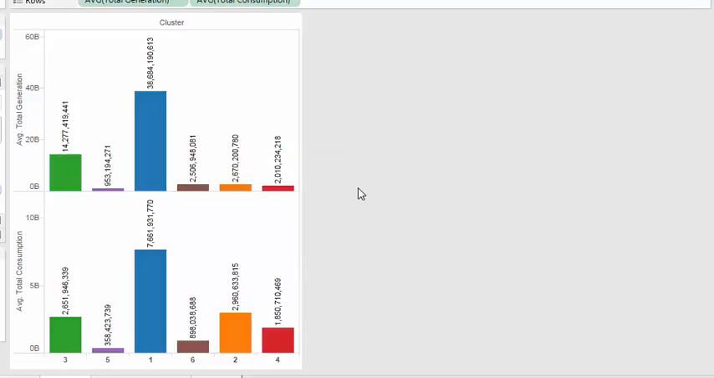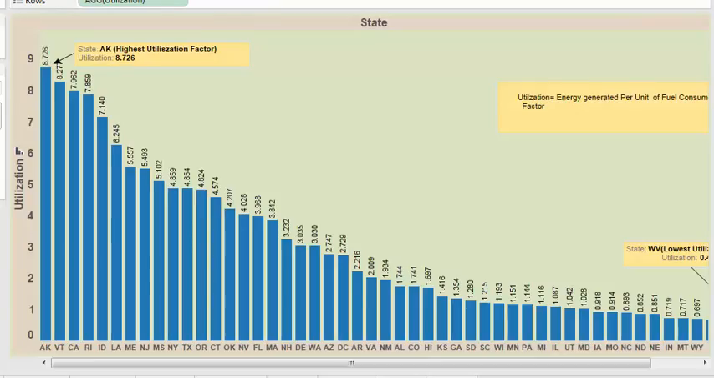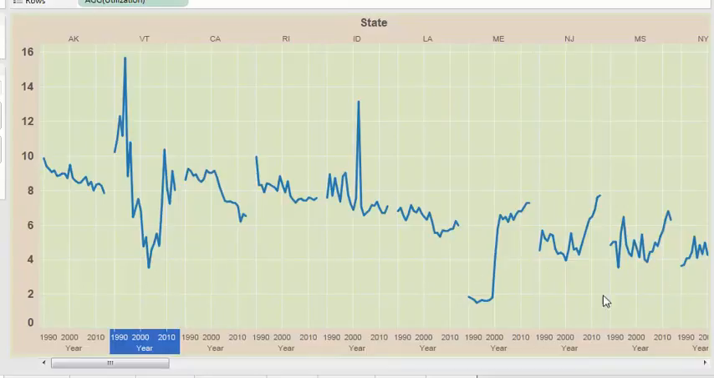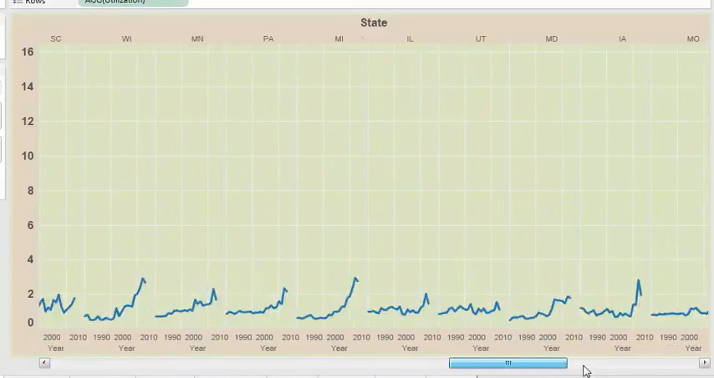In this sheet, we can see Cluster 1 has maximum electricity. From now onward, we look at the utilization factor of energy generated. In this sheet, we have shown the values of the utilization in descending order from highest to lowest, and we have plotted the trend of utilization factor across the years from 1990 to 2013 for all the states.